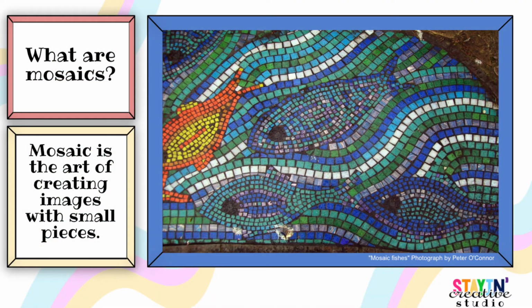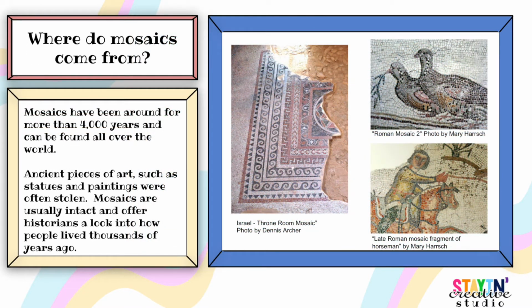What are mosaics? Mosaic is the art of creating images with small pieces. Where do mosaics come from? Mosaics have been around for more than 4,000 years and can be found all over the world. Ancient pieces of art, such as statues and paintings, were often stolen. Mosaics are usually intact and offer historians a look into how people lived thousands of years ago.